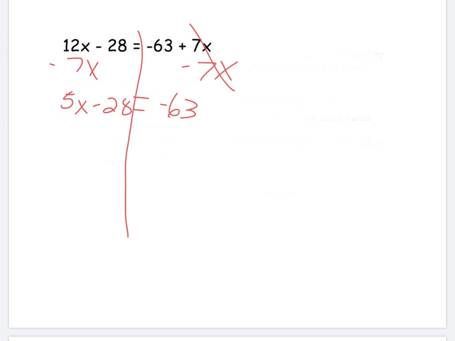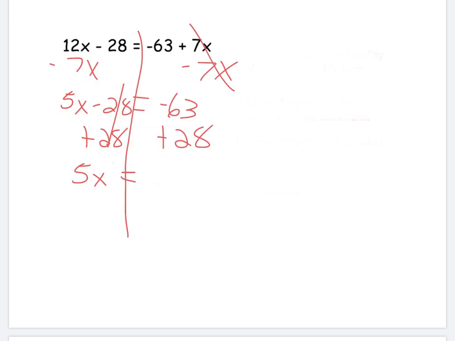I have to start to isolate my variable now by getting rid of the number that is further away from it but still on the same side of the equal sign. That would be the 28. So the opposite of minus 28 is plus 28. Minus 28 plus 28, they cancel each other out because that's 0. I'm left with 5x, my equal sign.